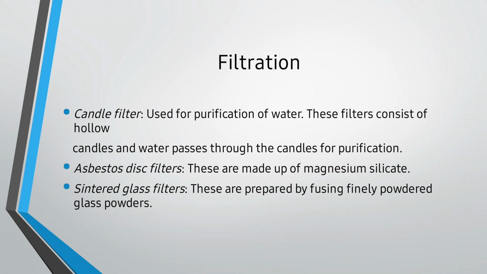Next is the asbestos disc filter. It is made up of magnesium silicate which helps to remove the microorganisms. Sintered glass filters. These are prepared by fusing finely powdered glass powders.